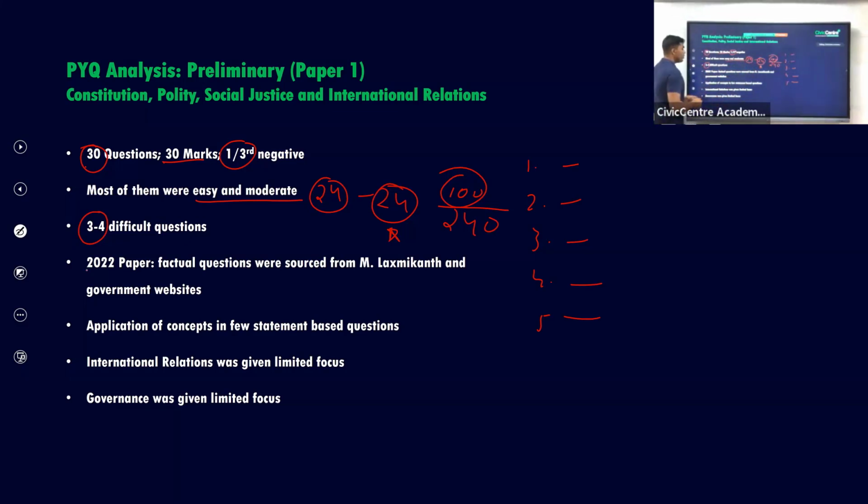Second, there were factual questions, and we can say M. Laxmikant and the Constitution of India were the source. We can also say that questions were taken from government websites as such. If you see UPSC, you people might have given UPSC attempts, prelims also. There more analytical questions will come. We cannot say questions are as such from a book, except for a few questions. Here it was as such.